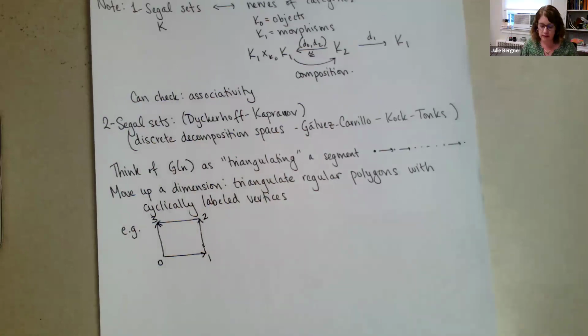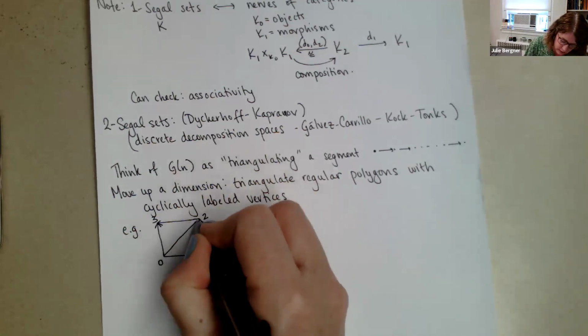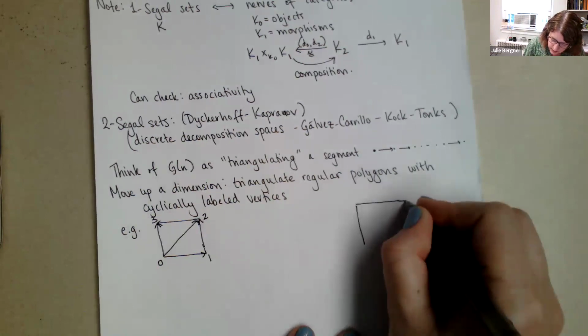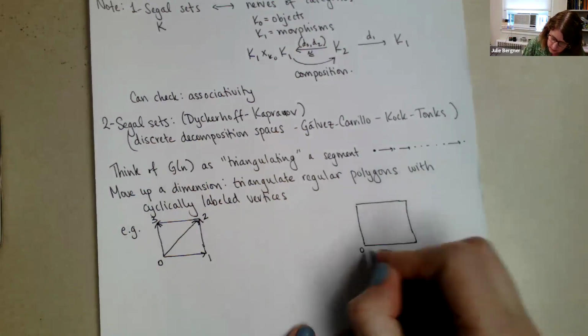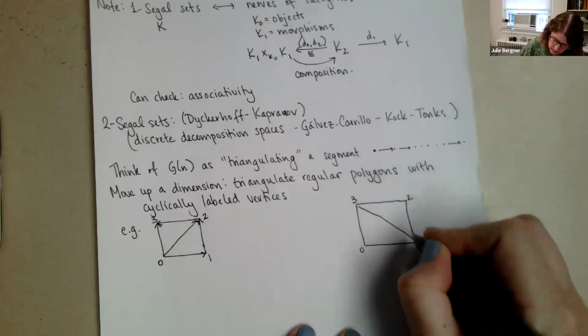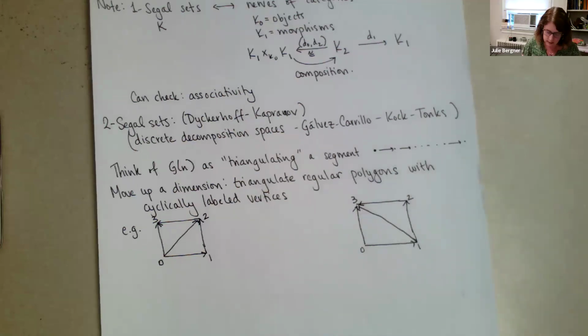Just a convention here: in general, when people talk about triangulations, you can sometimes add new vertices to get fancier triangulations. Here, we're not going to do that. We're just going to use the vertices that we have. So we can either add an edge from 0 to 2, or we can put in the other diagonal instead, the edge from 1 to 3.